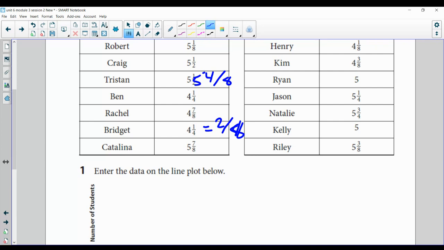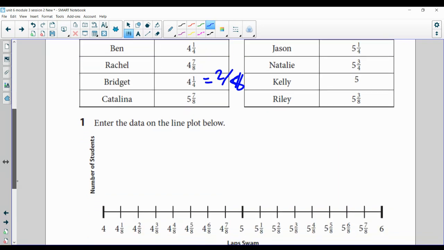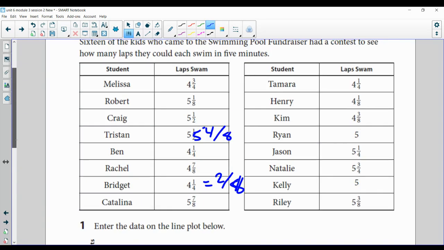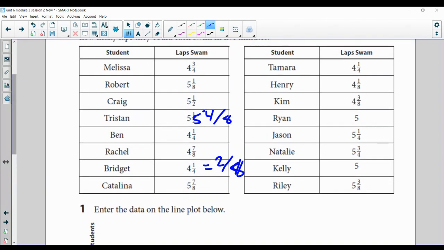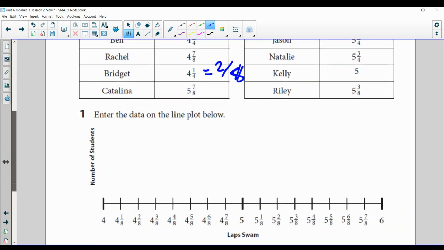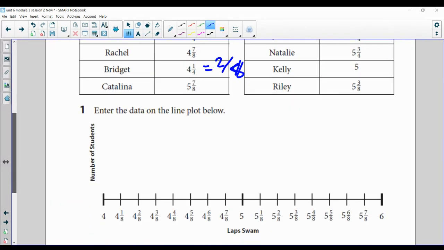Okay. So there's a few different ways we can go about doing that. So just be careful that you make sure that you're working with the right one, and then you're going to start laying your information out. So for Melissa, 4 and 3/4. Once again, 3/4 is the same as 6/8. So I'm going to go to 4 6/8.